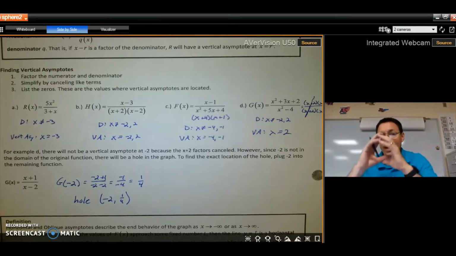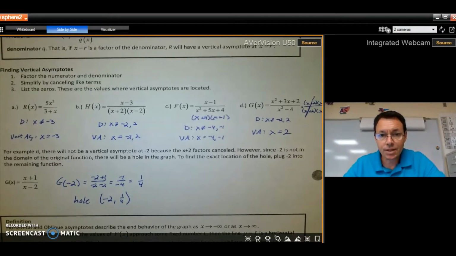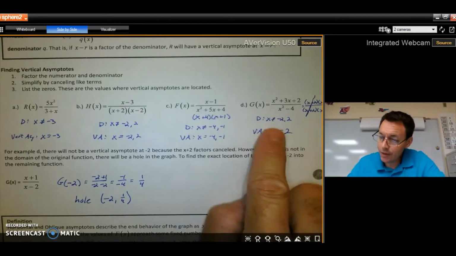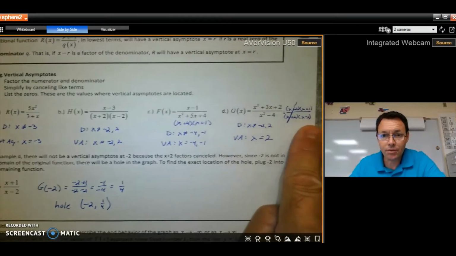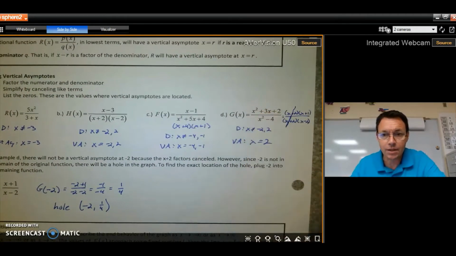So you need to factor the numerator and denominator, see if there's any canceling that happens, and if there is, that's going to be a hole, and you can plug that domain restriction into the part of the function that's left over. Don't put it in the original, you'll get a 0 in your denominator, and that's not going to work.